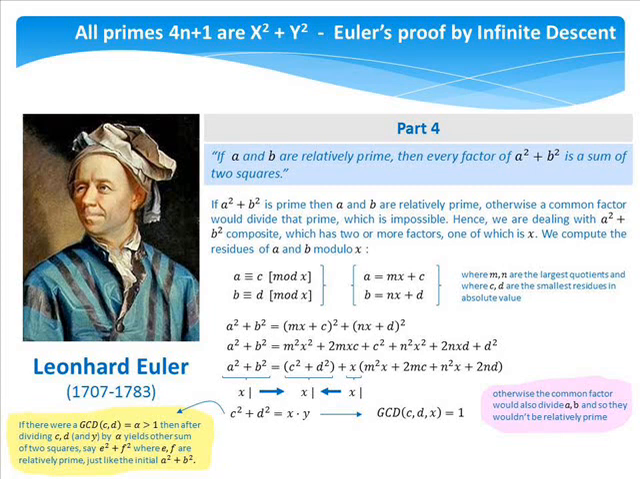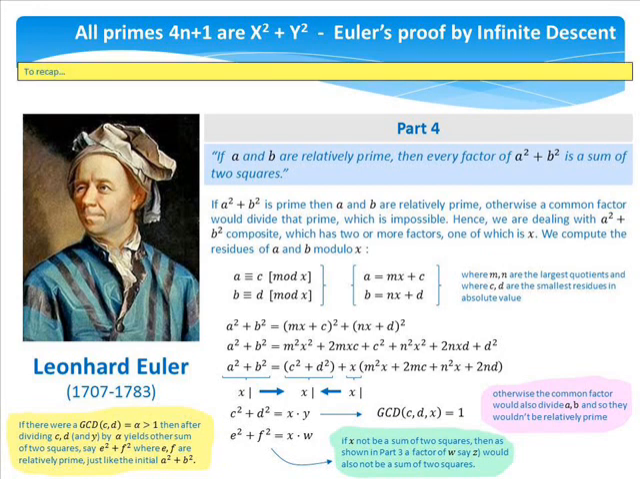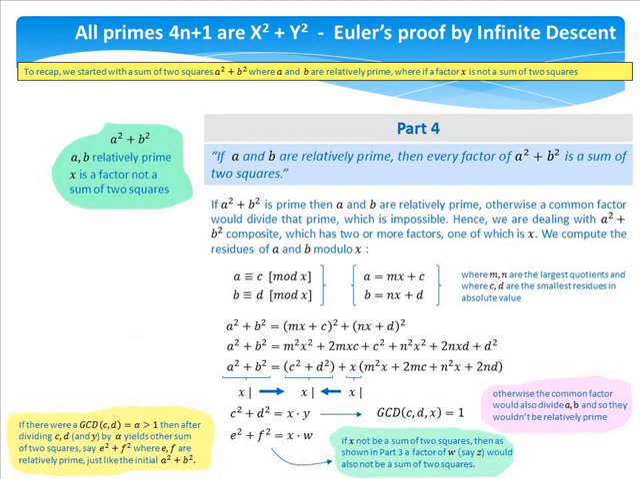If there were a greatest common divisor of c and d bigger than 1, say alpha bigger than 1, then after dividing c and d and y by alpha, that yields another sum of two squares, say e squared plus f squared, where e and f are relatively prime, just as a squared plus b squared was initially. If x were not a sum of two squares, then, as shown in part 3, a factor of w, say z, would also not be a sum of two squares. This would imply an infinite descent, starting with a sum of two squares, a squared plus b squared, where a and b are relatively prime.